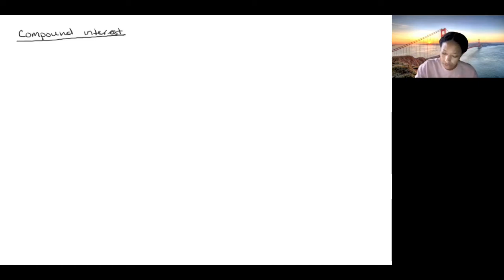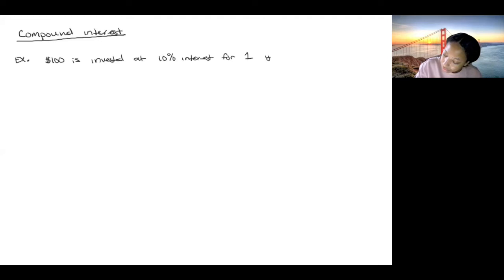And let's just do a quick example. I'll use easy numbers. $100 is invested at 10% interest for 1 year. And we'll look at two different cases so you can kind of understand what the compounding does. Let's say we compound once a year.